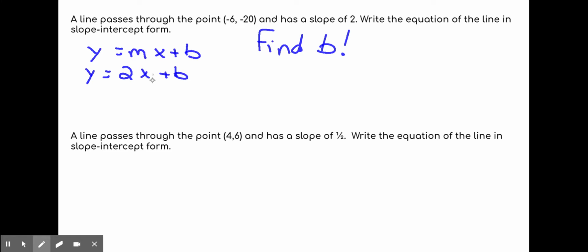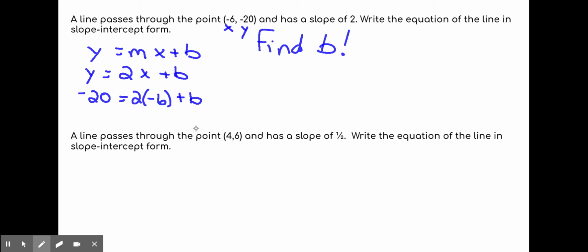Every point on the line has an x-coordinate and a y-coordinate. And the point they gave us has an x-coordinate of -6 and a y-coordinate of -20. So we're going to substitute that into the equation. So instead of y, we're going to write -20 equals 2, the slope of the line, times the x value they gave us, -6, and then we've got to solve for b.